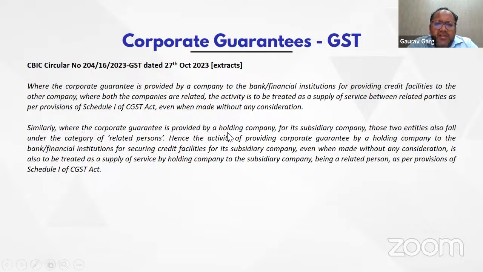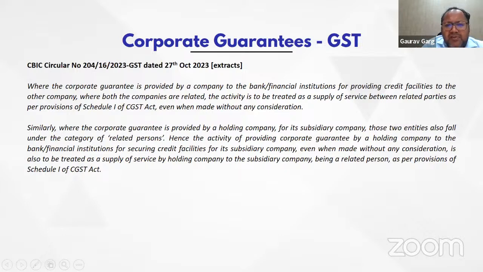Similarly, where the corporate guarantee is provided by a holding company for its subsidiary, those two entities also fall under the category of related person. Hence, the activity of providing corporate guarantee by a holding company to a bank or financial institution for securing credit facilities for its subsidiary company, even when made without consideration, is also to be treated as supply of services.